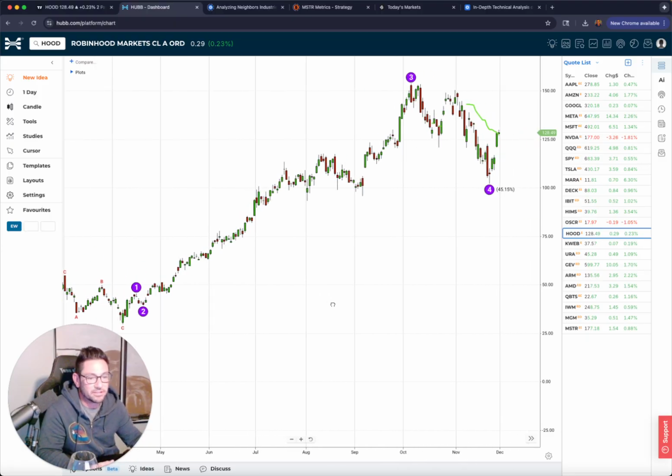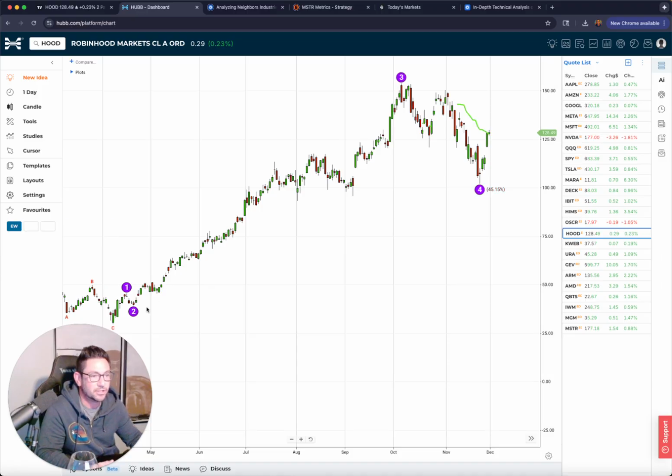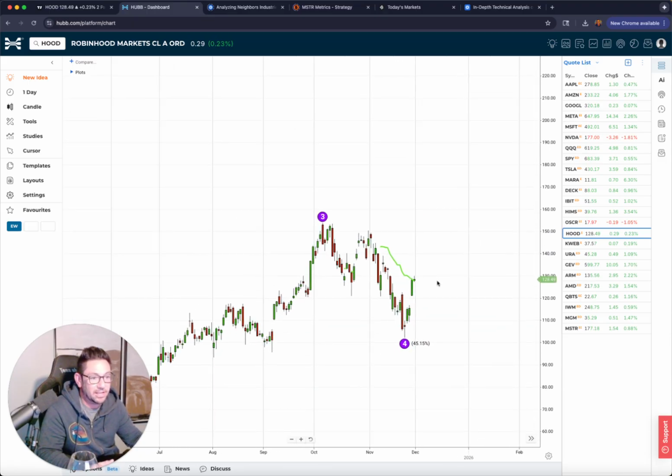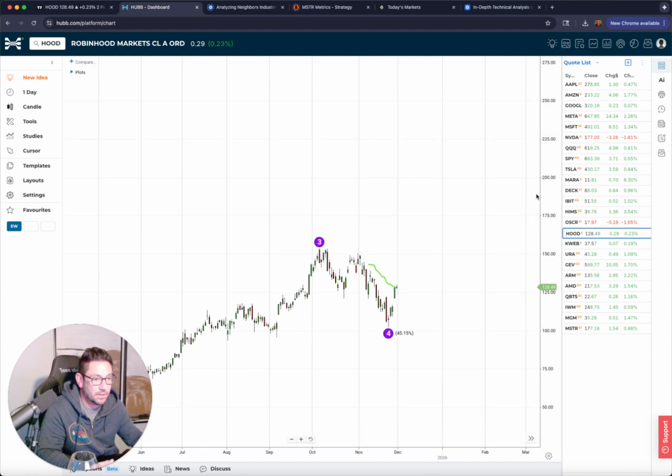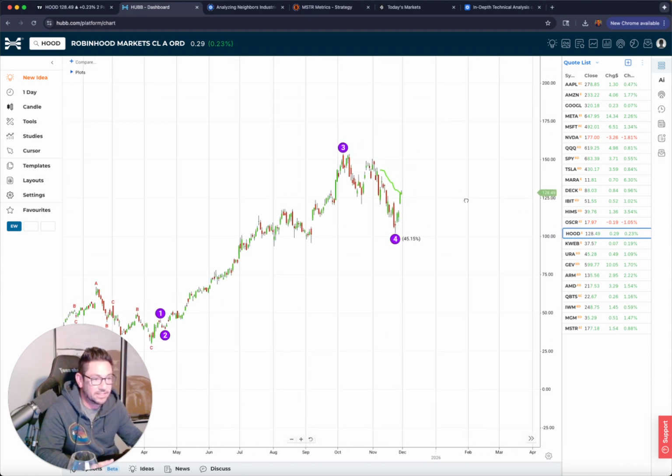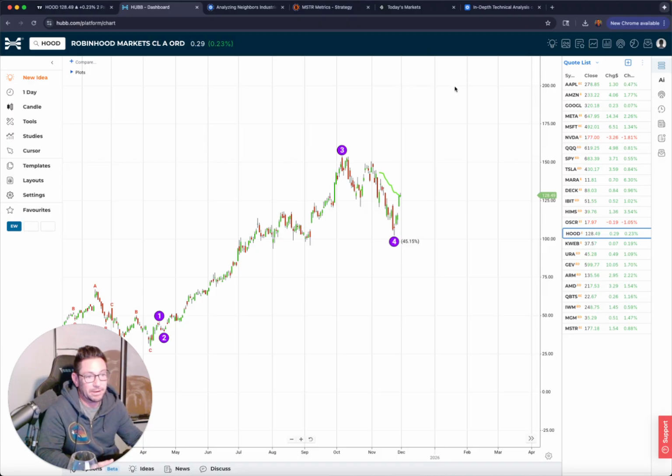But what you can clearly see here is we have a 1, 2, 3, 4, right? We have this corrective A, B, C into a 4, which still implies that we have a 5 to go, right? So the 5 can set us up for a move to about 200, if not higher. So as a bull, I'm looking at that and I'm like, okay, we haven't established a 5-wave sequence.